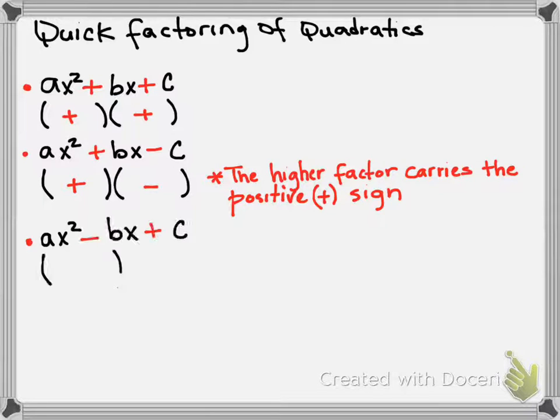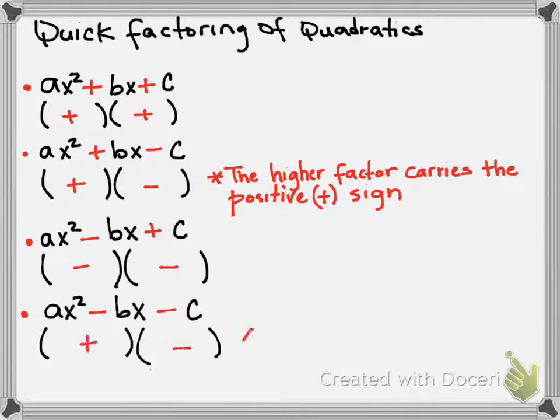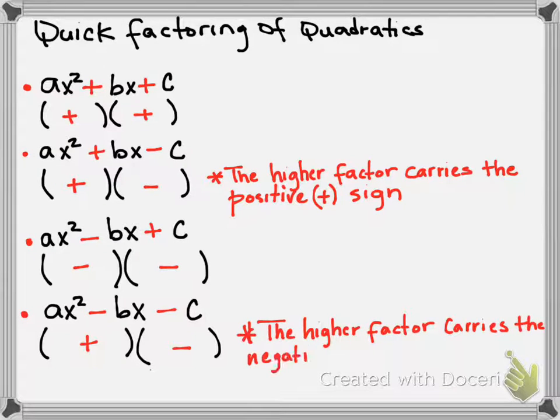And let's look at when we have a plus and minus sign, but the minus sign comes first. In this case, both of them are minus if the last one is positive. And where you have two minuses, you're going to have a plus and minus. In this case, the highest number, the highest factor carries the negative sign. You will see some examples of that.